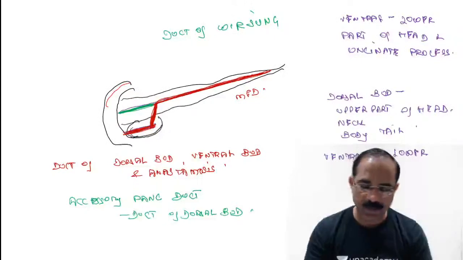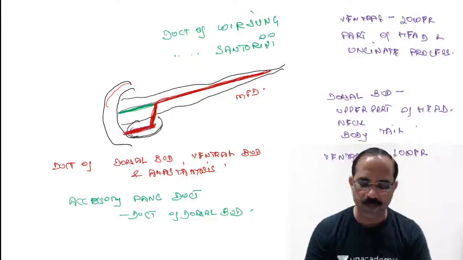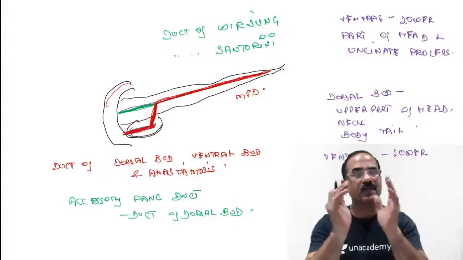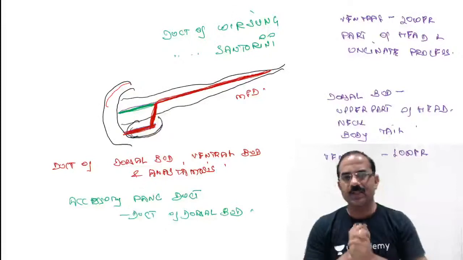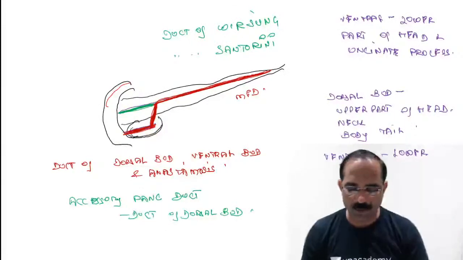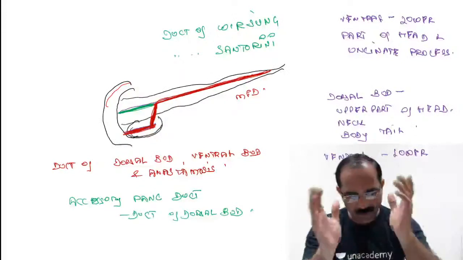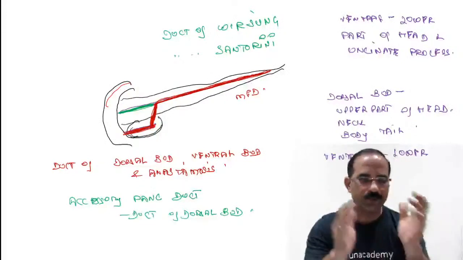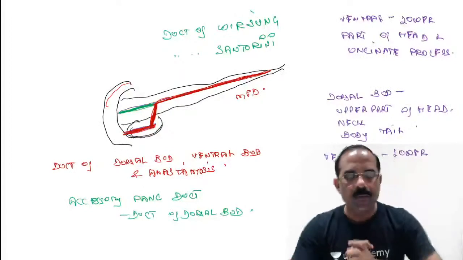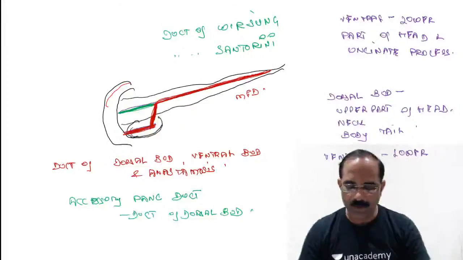What is the accessory pancreatic duct known as? The duct of Santorini. And where does it open? In the minor duodenal papillae. So the main pancreatic duct opens at the major duodenal papillae. The accessory duct opens in the minor duodenal papillae. Is this clear, students? No confusion in this. This is a very important MCQ.